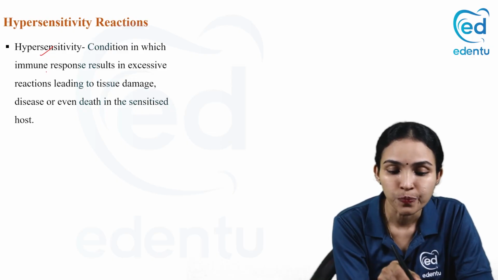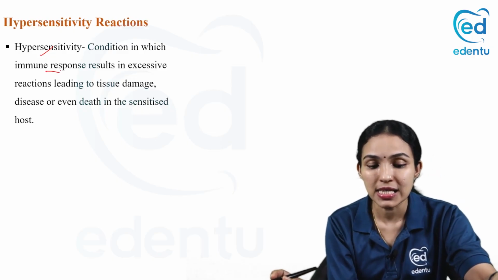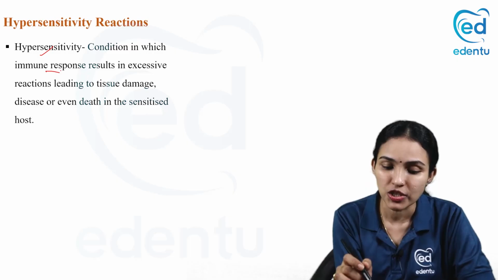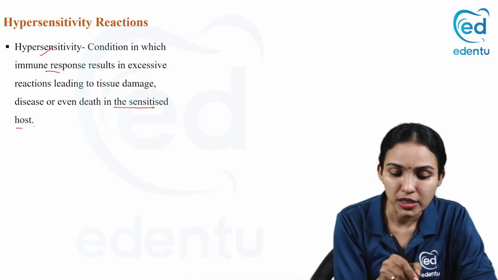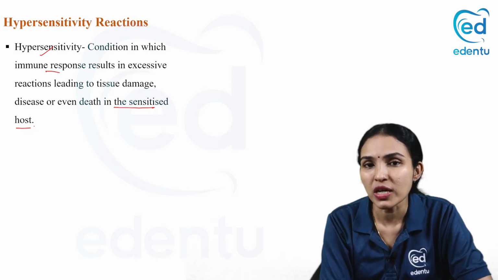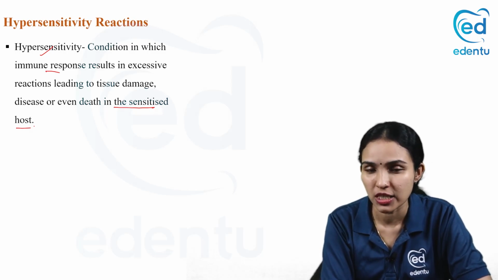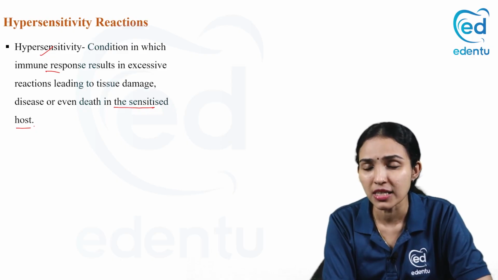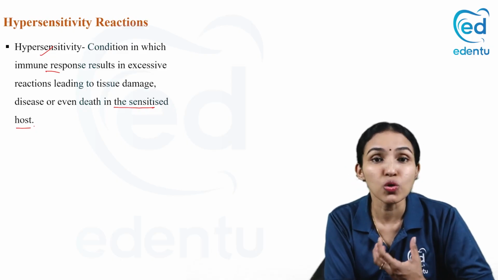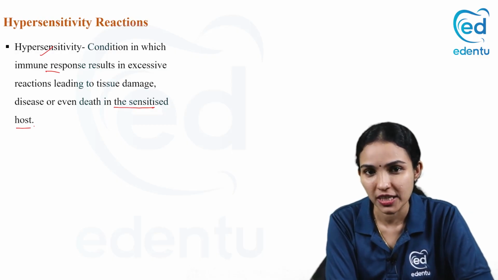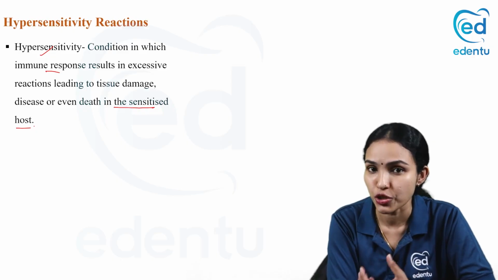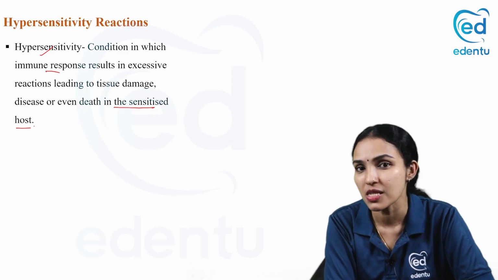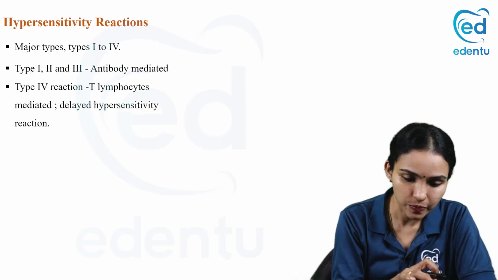So it's a condition in which the immune response results in excessive reactions leading to tissue damage, disease, or even death in a sensitized host. And this is very important. Note, sensitized host. That means once a host is sensitized or exposed to an antigen for the first time, when the same antigen comes a second time in a shocking dose or an exaggerated dose, the host will show an excessive reaction to that particular antigen. That in turn can lead to tissue damage, disease, or even death of the host. This is what is called hypersensitivity.